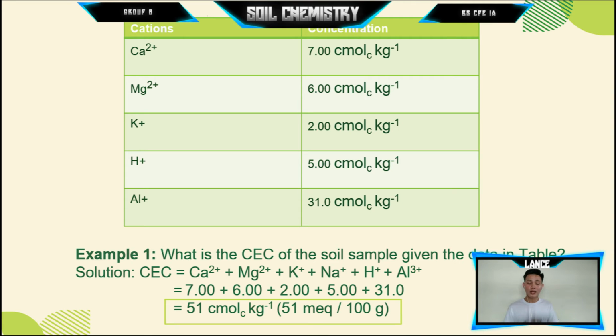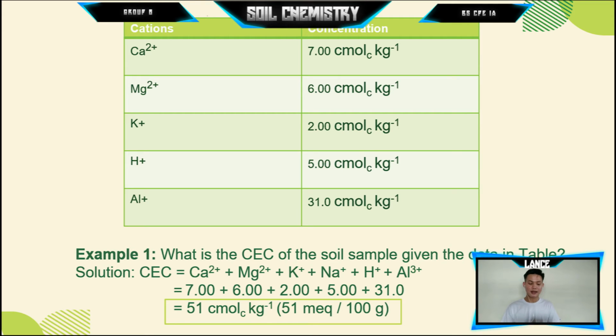So after knowing and getting our given, we are going to determine our solution. The solution that we are going to use to solve this problem is cation exchange capacity equals calcium squared plus magnesium squared plus potassium plus sodium plus hydrogen plus aluminum. So guys, after knowing the solution and knowing the given, all we have to do is to substitute based on the values of our given.